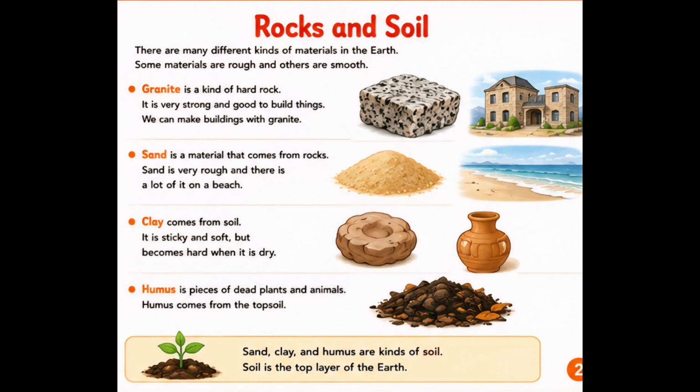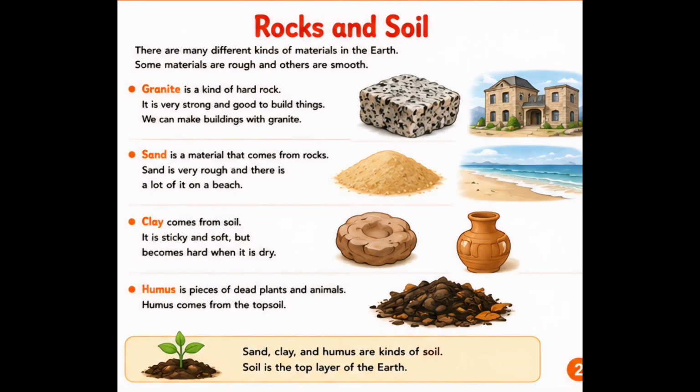Granite is a kind of hard rock. It is very strong and good to build things. We can make buildings with granite. Sand is a material that comes from rocks. Sand is very rough, and there is a lot of it on a beach. Clay comes from soil. It is sticky and soft, but becomes hard when it is dry.